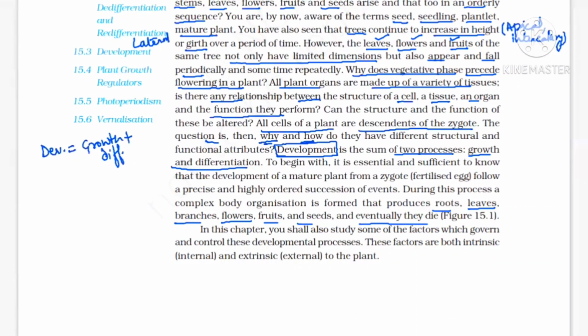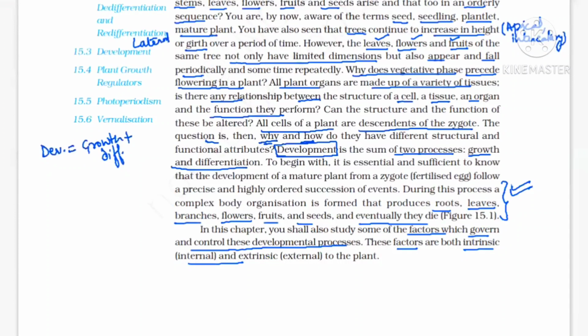So now our focus in this chapter will be to study the factors which govern and control these development processes. These are the question areas I am focusing on, okay? And these factors can be both intrinsic as well as extrinsic. So development is under the control of intrinsic factors as well as extrinsic factors.